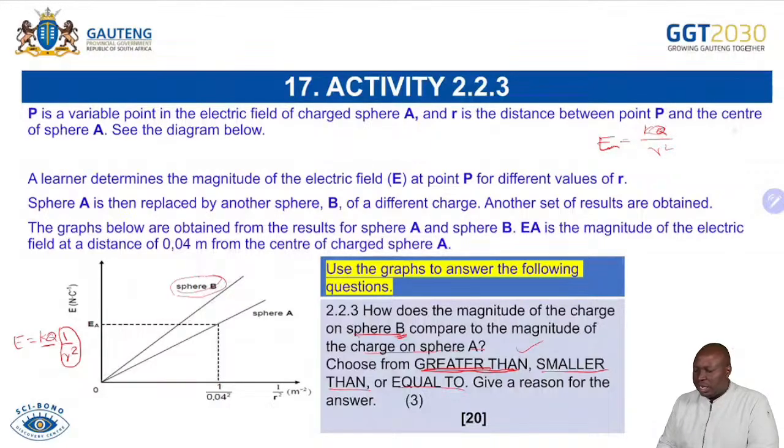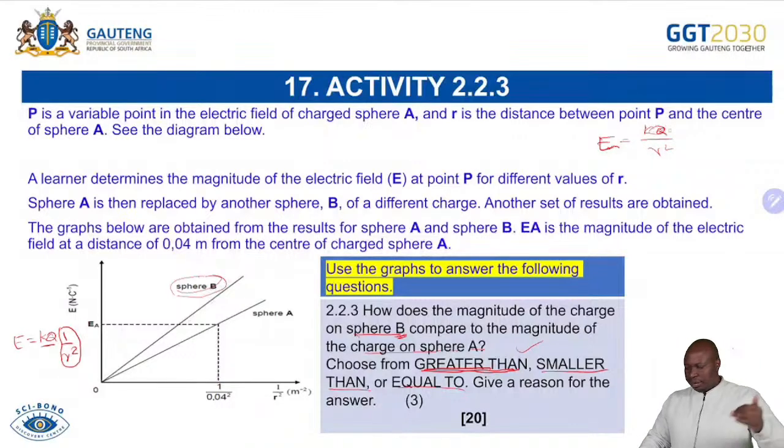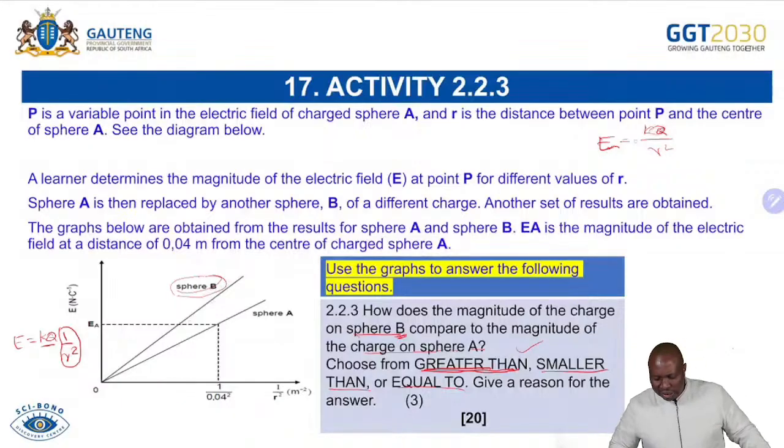Or it can be because the gradient, which is KQ, is increasing. Remember, K remains constant anyway. So you can say that it had a steeper gradient. The magnitude of the charge is increasing for sphere B. That makes the electric field increase as well. So you're enjoying the science there.